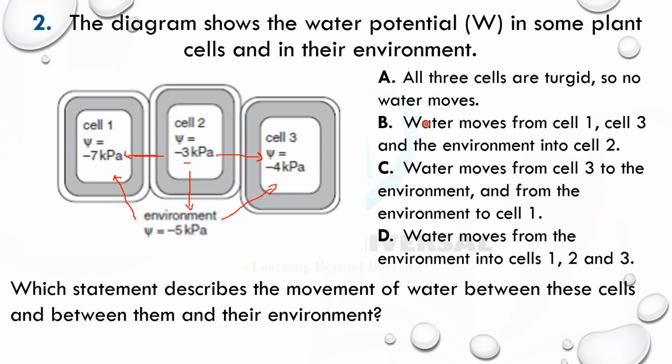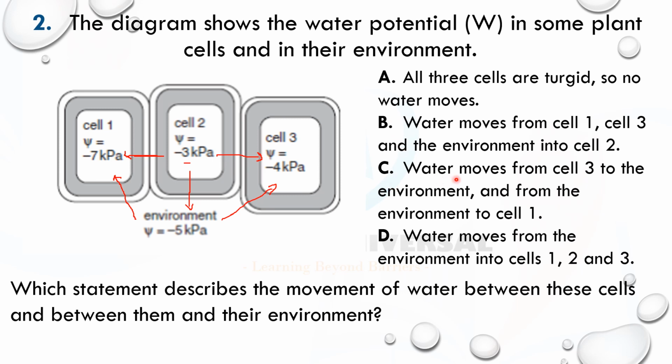B says water moves from cell 1, cell 3, and environment into cell 2. That's wrong, because water does not move from low water potential to high. Cell 2 has high water potential because it has a less negative value. So B is not correct.